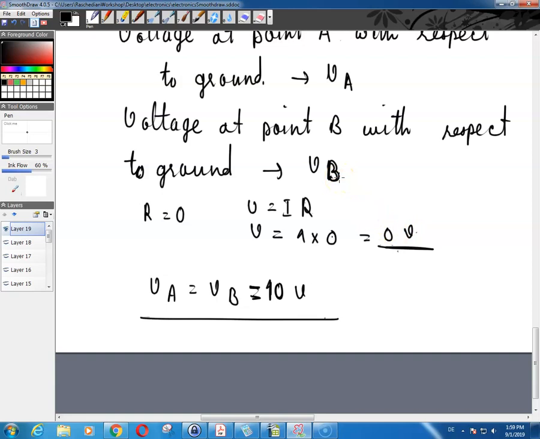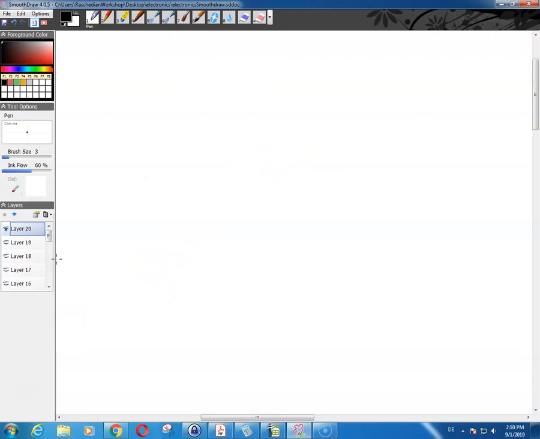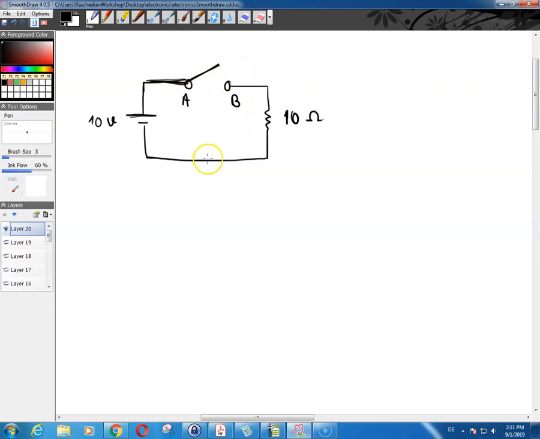Now let's do another circuit here. Okay, so now let's suppose that you have some circuit like this. You have a circuit connected to a switch, and then this is connected to a resistor, and this comes back to the power supply, and the switch is open. We have 10 volts over here, you have 10 ohms over here, and the switch is open. These are points A and B, and this is your ground.